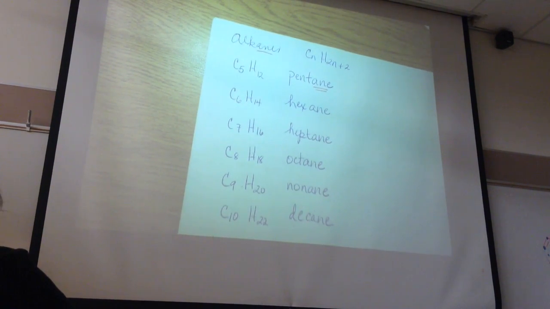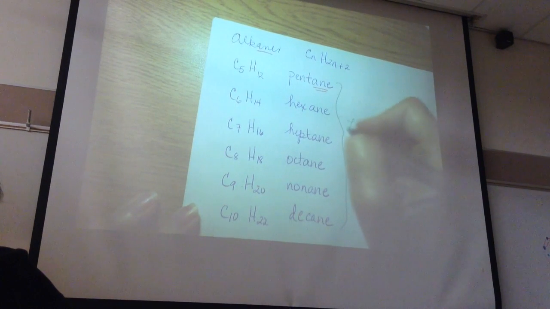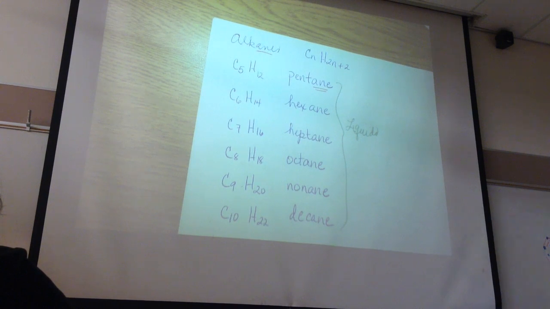These are all liquids. I don't want to make a big bracket, but these are all liquids. Okay, I'll do it. I wanted to leave myself some space. These are all liquids at room temperature.